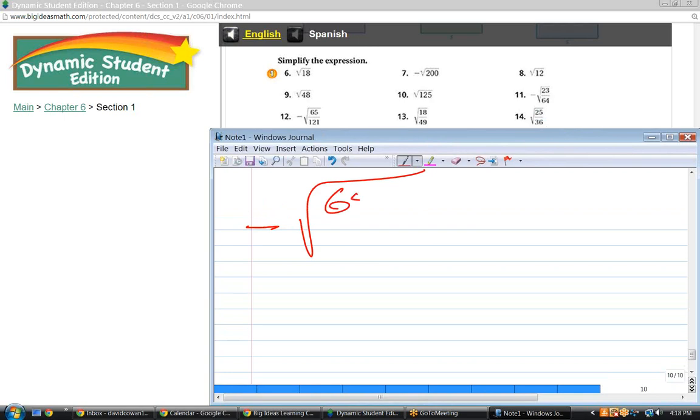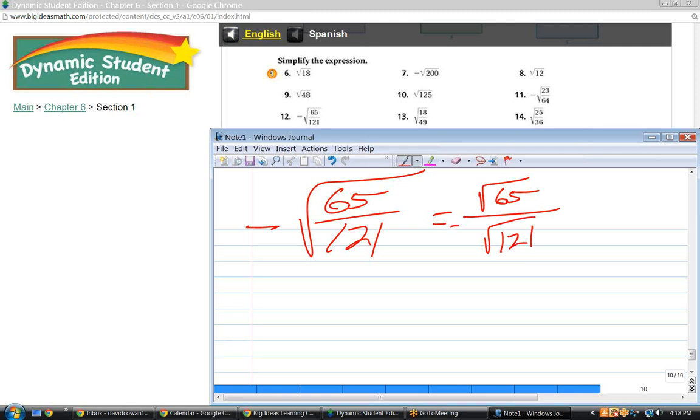Minus 65 over 121. Well, you do square root of 65 over square root of 121, and you get, right now I'm not quite sure 65 can be squared. Well, we know it can't. In other words, we don't know if that's simplified. What's root 121? 11. So, at worst case, it's this.